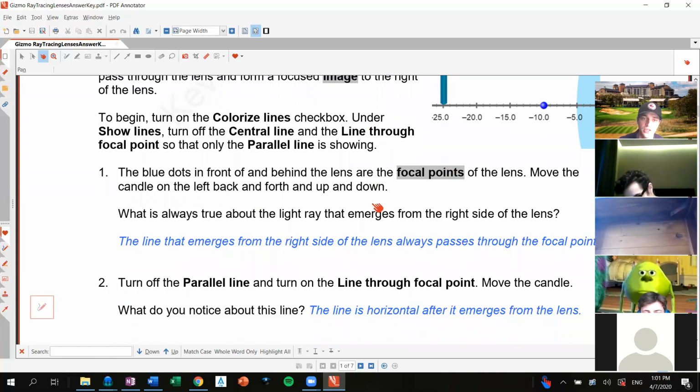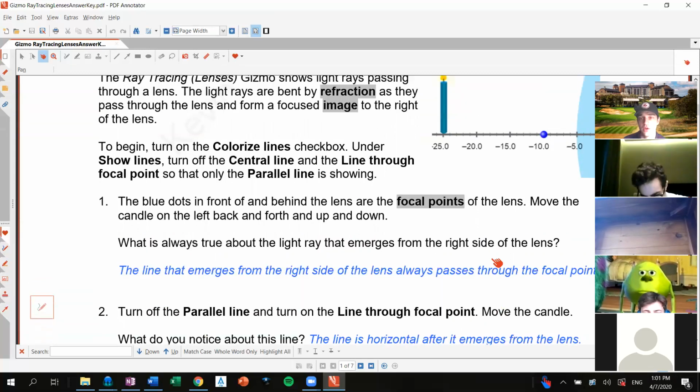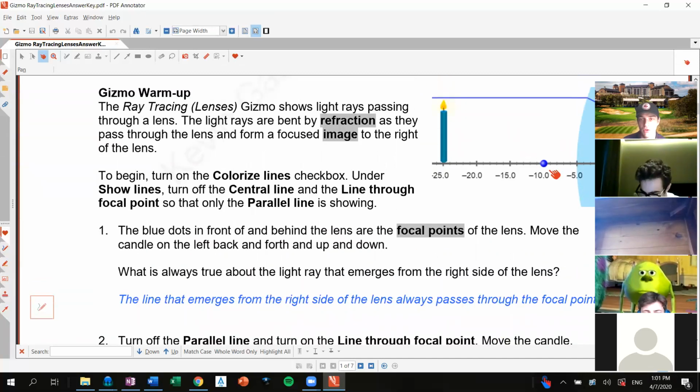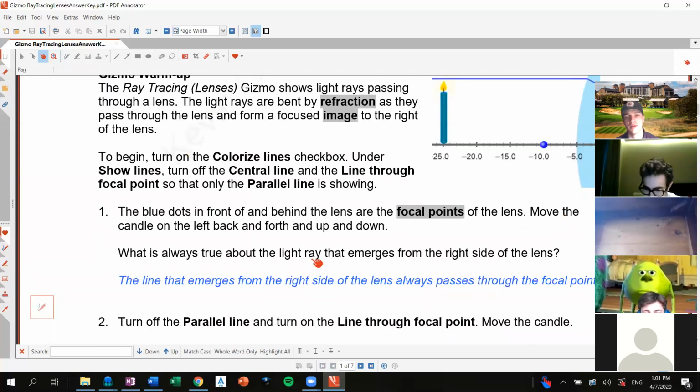Okay, and then in question number 2, it asks us to turn off that parallel line and add the line through the focal point, and then move the candle. What do you notice about the line? Well, we should have noticed that if it goes through the focal point, it's going to refract parallel to the principal axis, sort of the opposite of what we noticed with number 1.